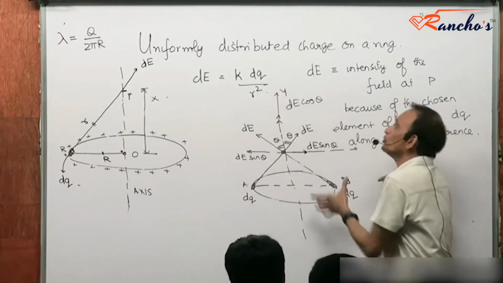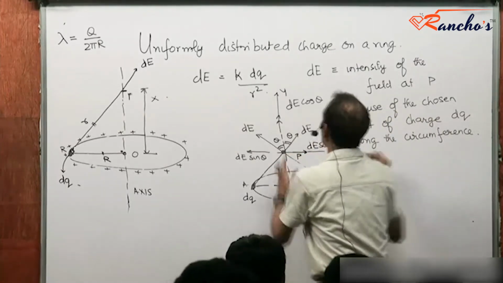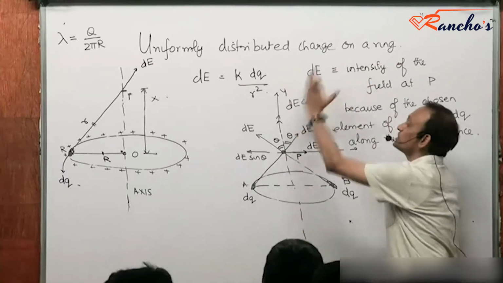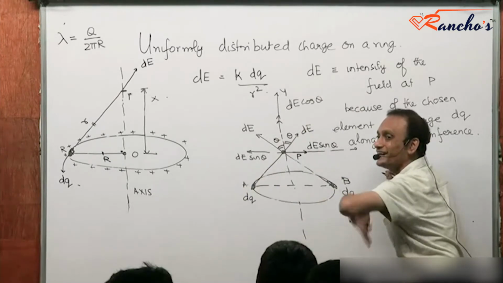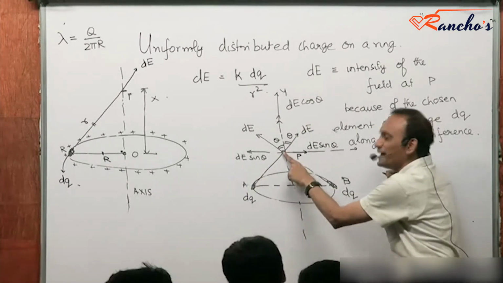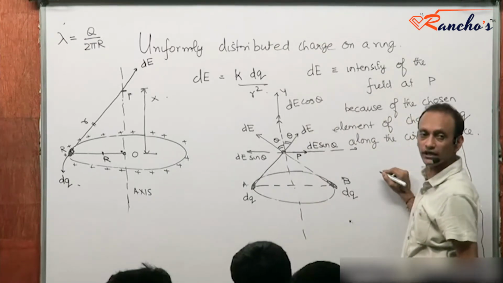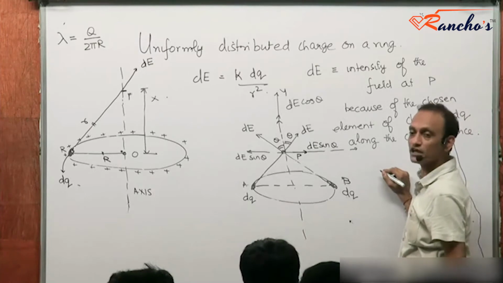So the net electric field at P would be along the y direction, along the axial direction, and that will only be the sum of all the dE cos thetas. The sum of all the dE cos thetas would be the net electric field at P, and it will be along the axis of the ring. Yes or no? Is there any confusion?